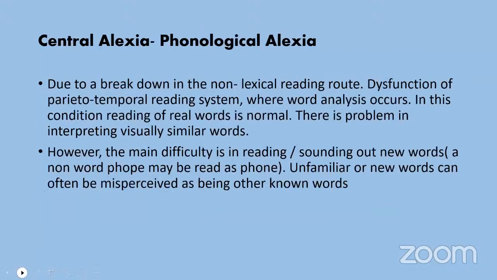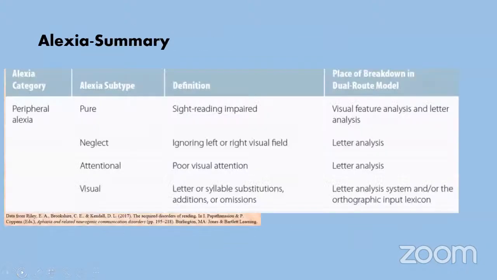Let us summarize the Alexia part of it. Peripheral Alexia is of 4 types: pure Alexia, neglect Alexia, attentional Alexia, and visual Alexia. What is the definition of pure Alexia? Sight reading is impaired here. Visual feature analysis and letter analysis are defective or broken down in the dual route model. Neglect is ignoring left or right visual fields. That means the initial part of the word is missed. It's a problem in the letter analysis. Poor visual attention and letter analysis problem is attentional Alexia, and visual Alexia involves letter substitutions, additions or omissions, affecting the letter analysis system and also the orthographic input lexicon.